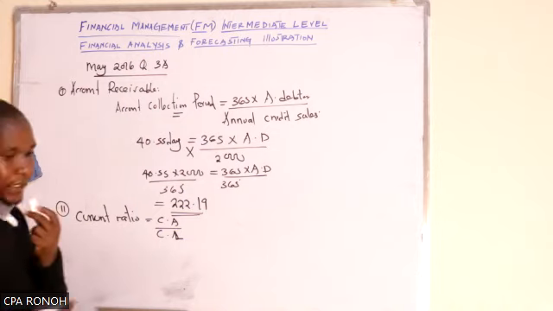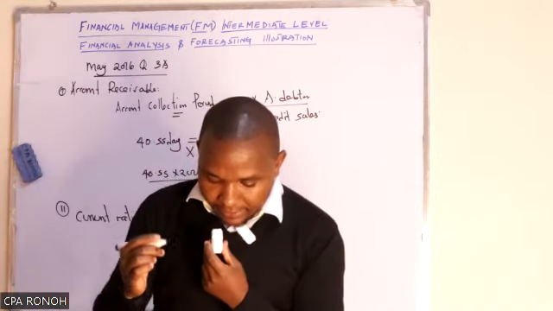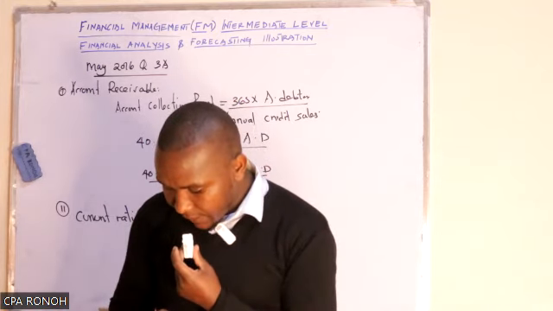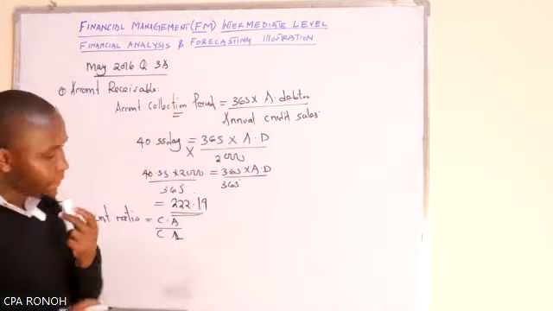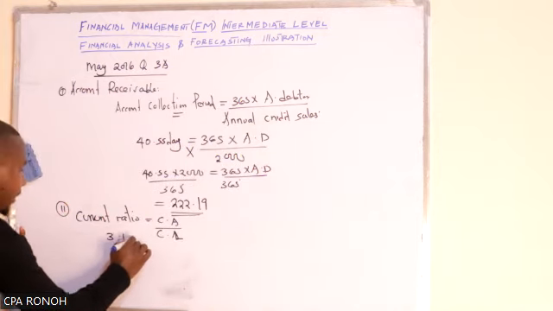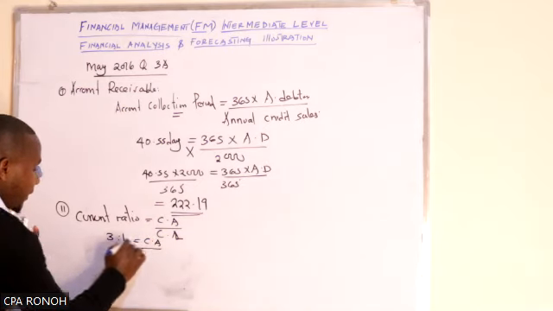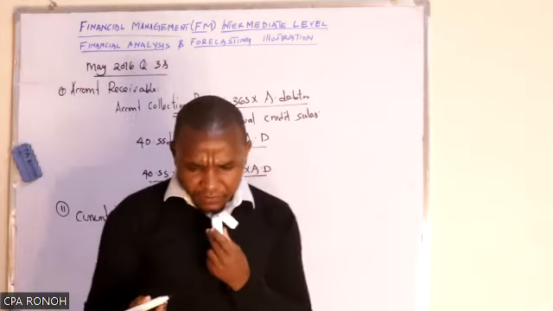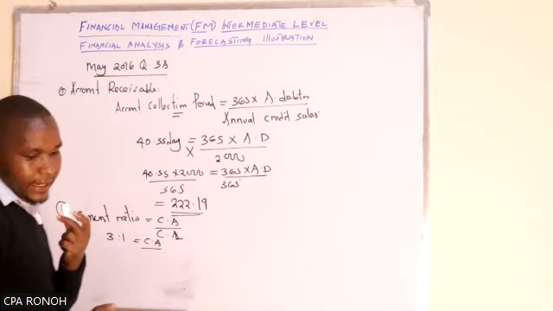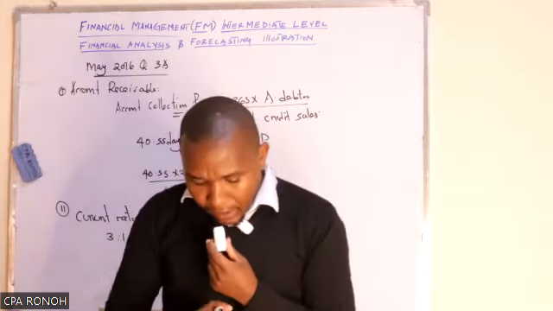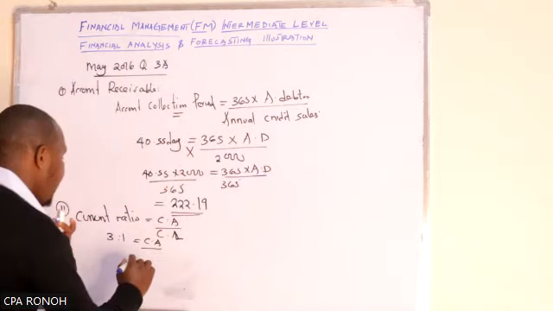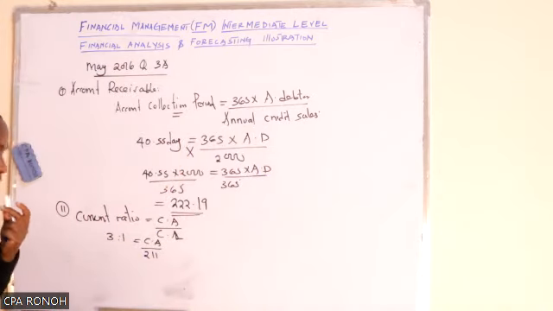Let's look at our variables. They have given us the current ratio, which is 3 to 1. So we have the current ratio 3 to 1, equivalent to CA over CL. The question is asking for the current asset. We can get the current liability, so look at our current liability. They have given us the current liability being 211.